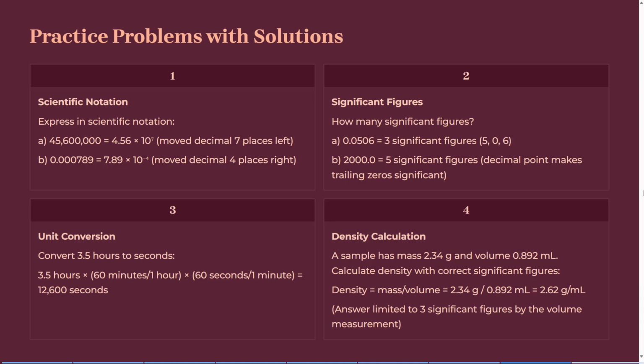These skills will be essential for every calculation we do in chemistry, from simple unit conversion to complex stoichiometry problems. Remember, precision in measurement and calculation isn't just academic. It's what separates professional science from guesswork. Master these fundamental skills now, and they will serve you throughout your scientific career.